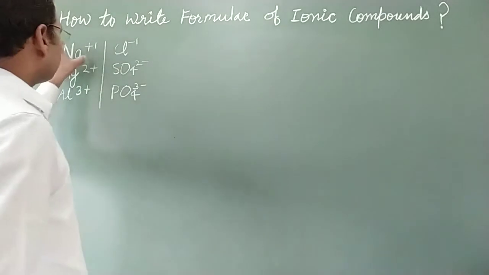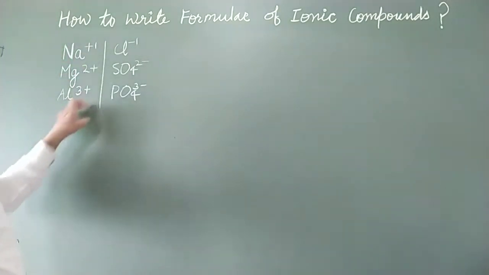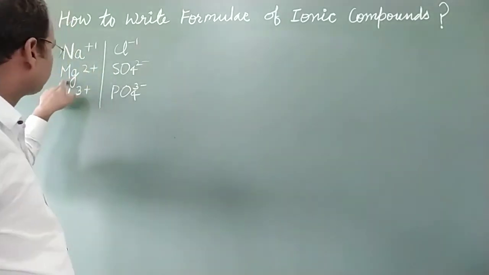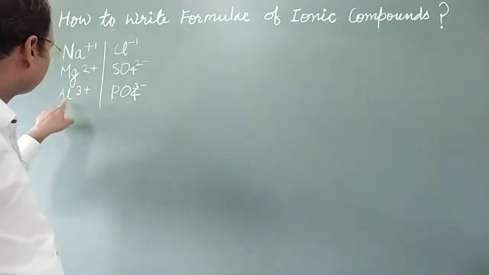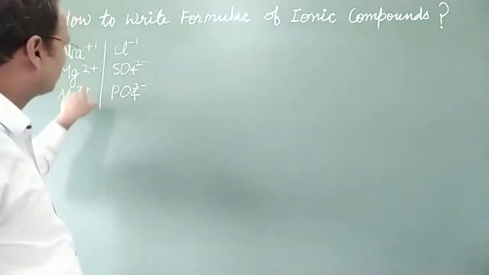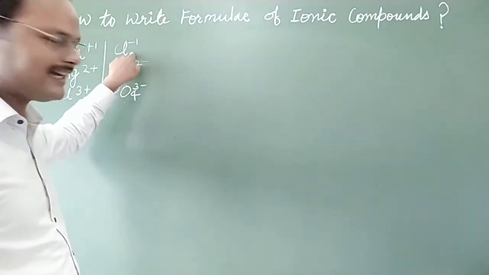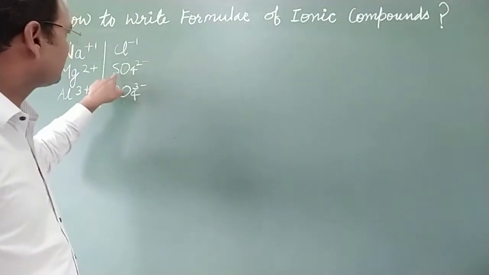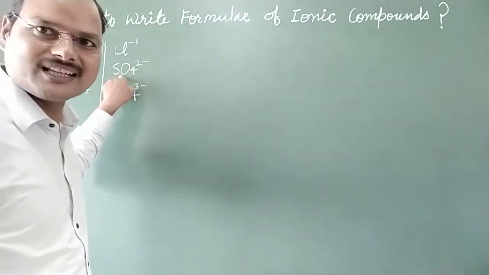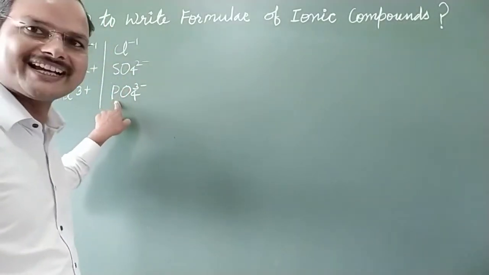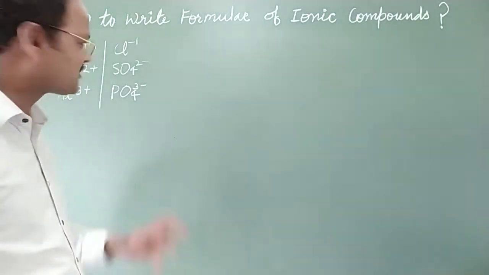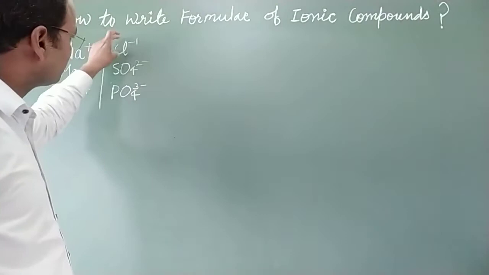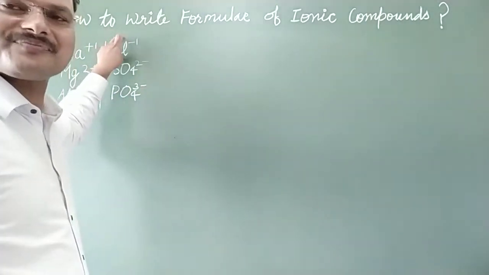Here you can see there are three positive ions: Na positive, sodium ion, Mg2 positive, magnesium ion, Al3 positive, aluminium ion, and three negative ions, that is anions: Cl1 negative known as chloride, SO4 2 negative sulfate, PO4 3 negative phosphate. It means we can join each positive charge one by one to all these negative ions.